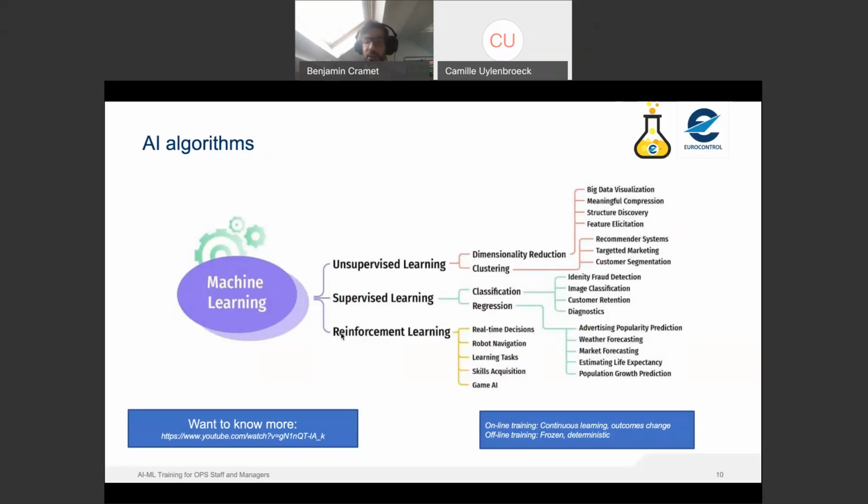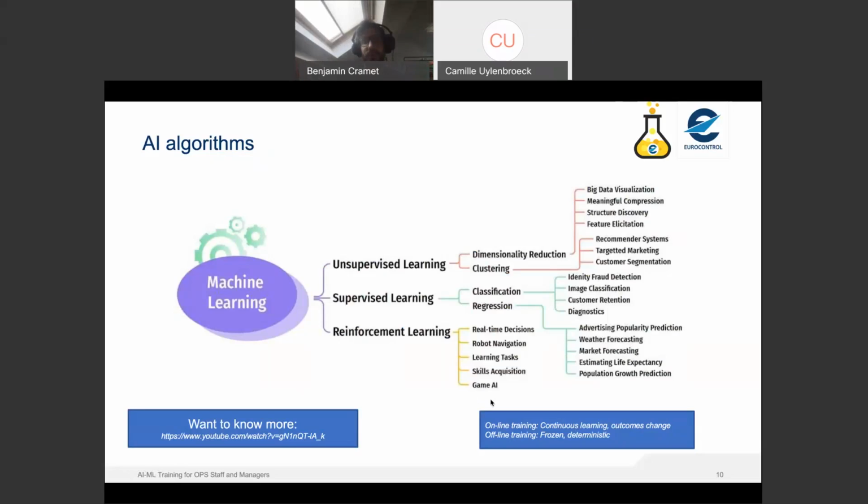Supervised learning, you just tell the system what your categories are. You tell your system what you want to predict, and it will give it to you. Reinforced learning is online learning, so the system will continuously learn and continuously reinforce or improve its behavior.